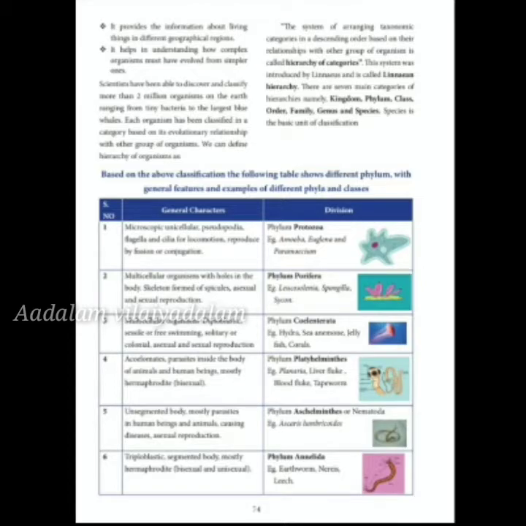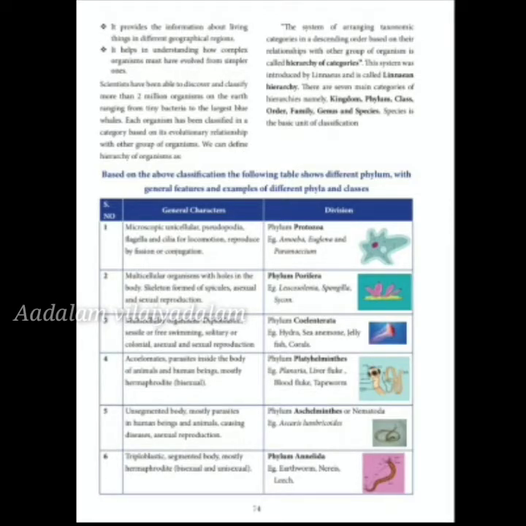Here you can see how the hierarchy of categories is obtained. This system was introduced by Linnaeus and is called the Linnaean hierarchy. In this hierarchy, there are 7 main categories. First is kingdom, second is phylum, third is class, order, family, genus, and species. Phylum is below kingdom and above class. Here, phyla are classified into different groups based on their characters.